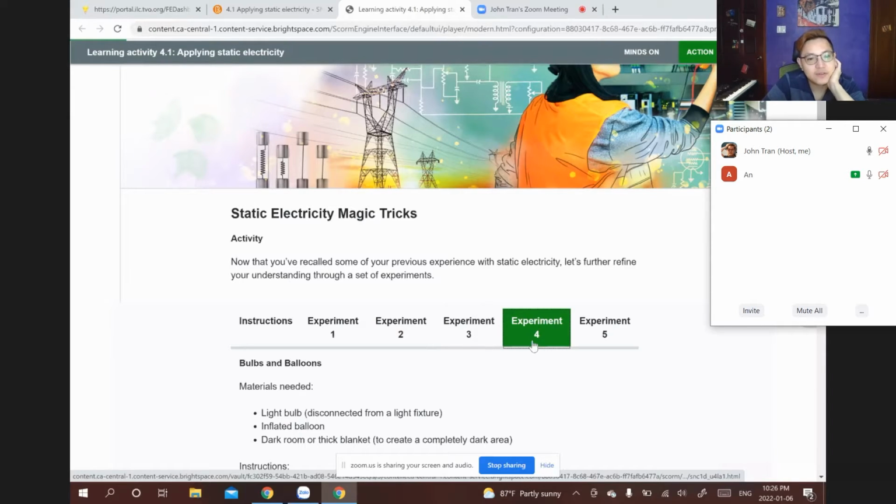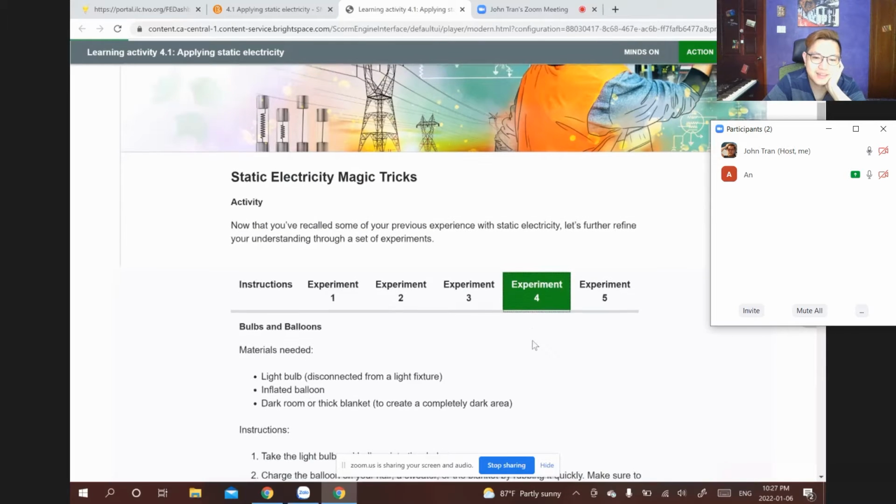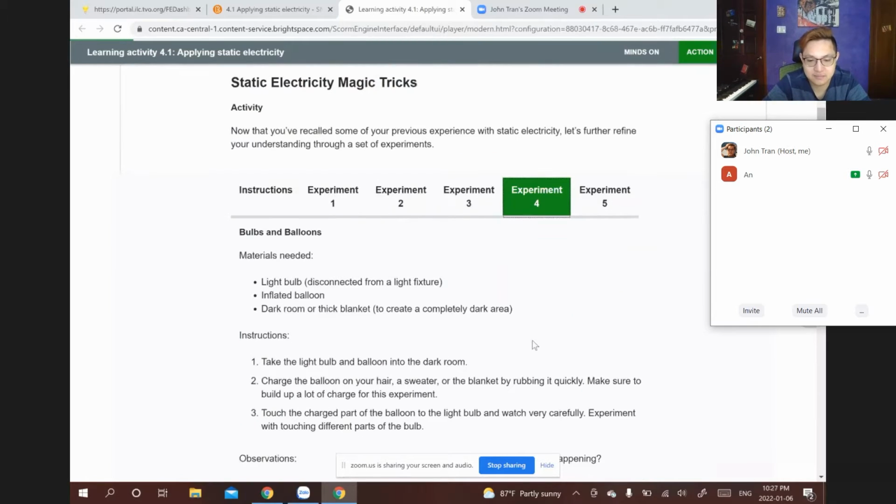Okay, now experiment number 4, light bulb and inflated balloon. Use a thick blanket to create a completely dark area. Inflate the balloon. Go into a dark room with a thick blanket to create a completely dark area.